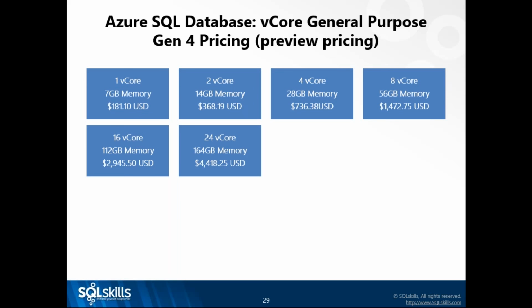Your vCore pricing, a single vCore, $181 a month with 7 gig, up to 24 vCore, 164 gig of RAM at 4,400. Again, that is preview. Expect those to double when it goes GA.